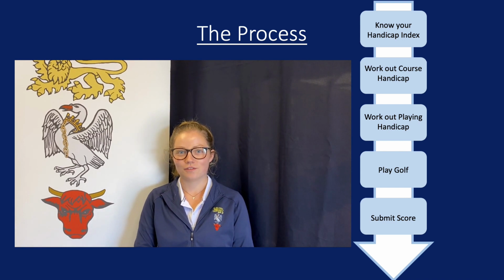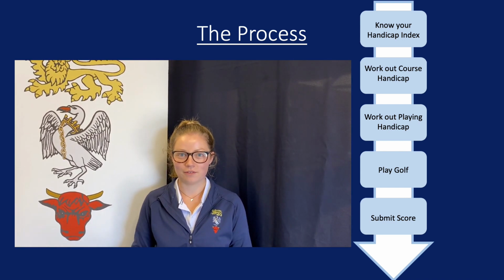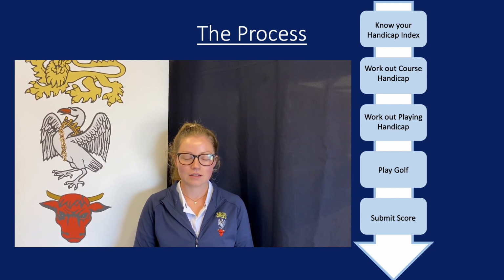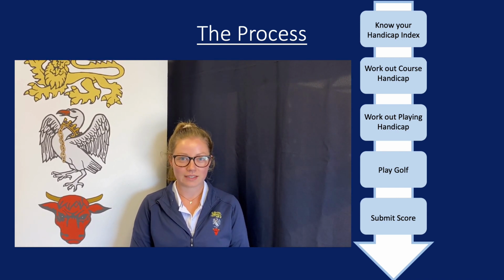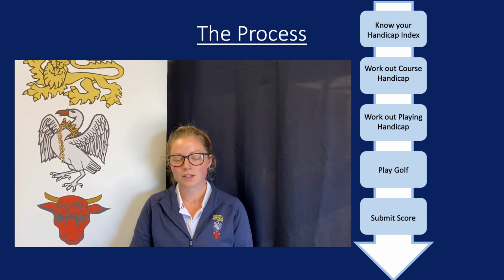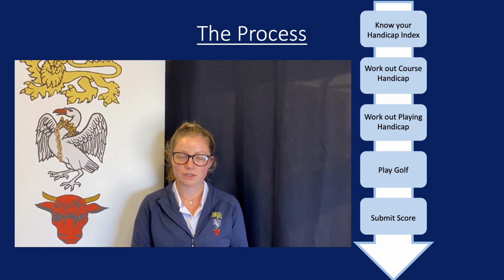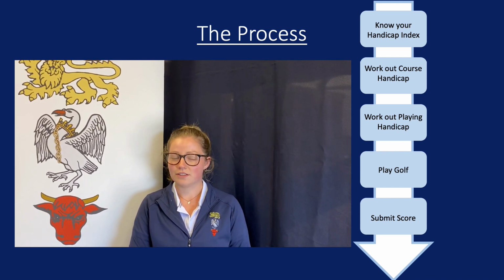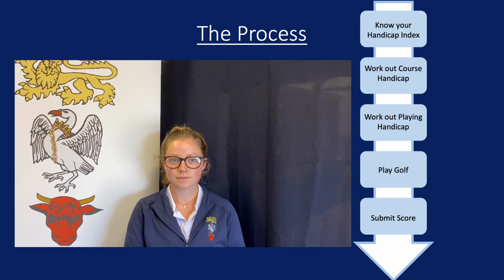The process for when you go and play golf is pretty similar to today. You would turn up to the golf club knowing your handicap index. You would then check out what your course handicap is going to be. There'll be charts on either the tee or in the pro shop. You'll then find out your stroke allowance, which would be your playing handicap. You then play your round of golf, and then you submit your score just like you would today.